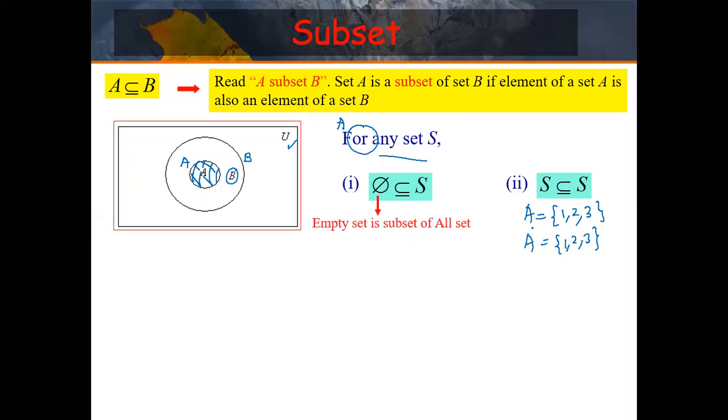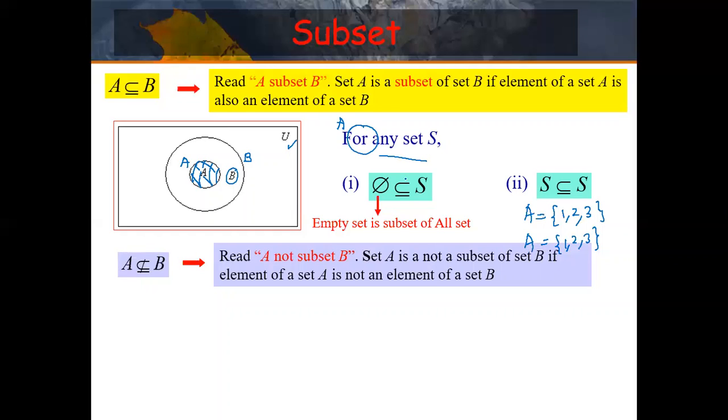Next, the empty set is a subset of all sets. If there is a set A, the empty set is a subset of set A. If I have set Z, the same, the empty set is a subset of set Z. It says the empty set is a subset of all sets.